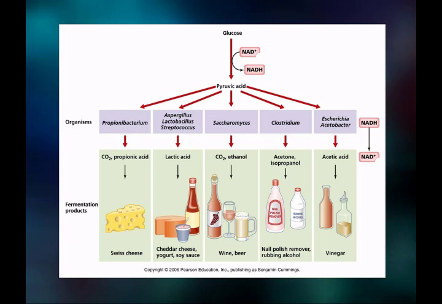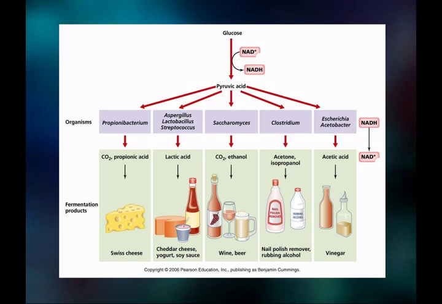And so as you see in this particular table, we are seeing a variety of different organisms and how they handle anaerobic respiration. So we go from glucose to pyruvic acid, and then now we have to take that pyruvic acid and convert it into something else. What did we see? Propionibacterium basically is going to have an end product of CO2 and propionic acid, and as a result of this, we have the formation of Swiss cheese from milk. Aspergillus, Lactobacillus, Streptococcus, Lactobacillus acidophilus is the one that you hear about all the time.